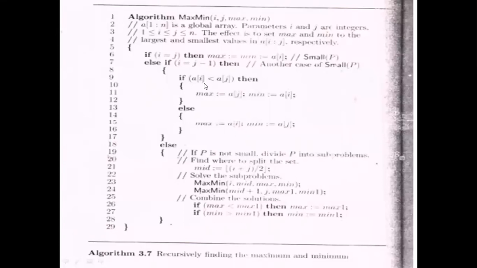If a of i is less than a of j, maximum is a of j and minimum is a of i. Suppose a of i is greater than a of j, maximum value is a of i and minimum value is a of j. Suppose the array has more than two elements, the problem is divided into sub problems by using the mid value, that is, the array is divided into two sub problems by the mid value, i plus j by 2.